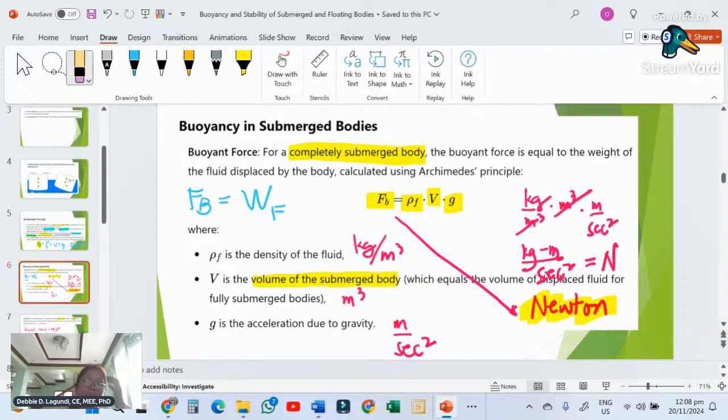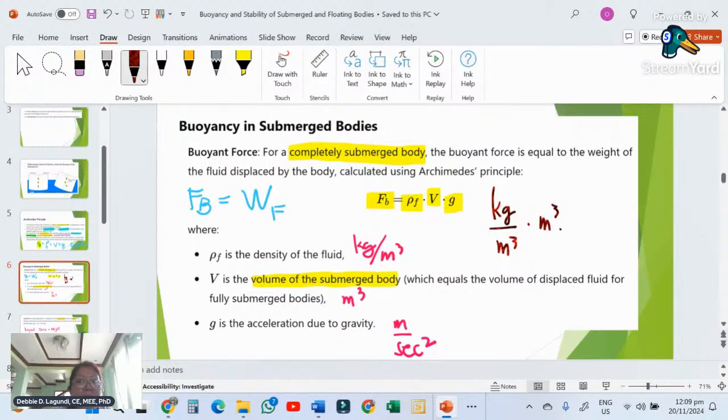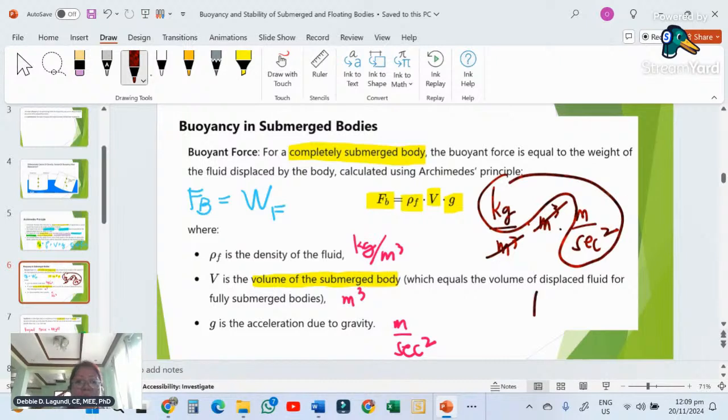If we're going to evaluate the unit of the buoyant force, because it's a force, then it must be in newtons, right? Let's investigate the units. The rho F, or the density of the fluid, is in kilogram per cubic meter. The volume is in cubic meter, and the acceleration due to gravity is meter per second squared, right? The cubic meter cancels out, so you're only left with kilogram meter per second squared, which is actually newton. So that would be the unit for the buoyant force.